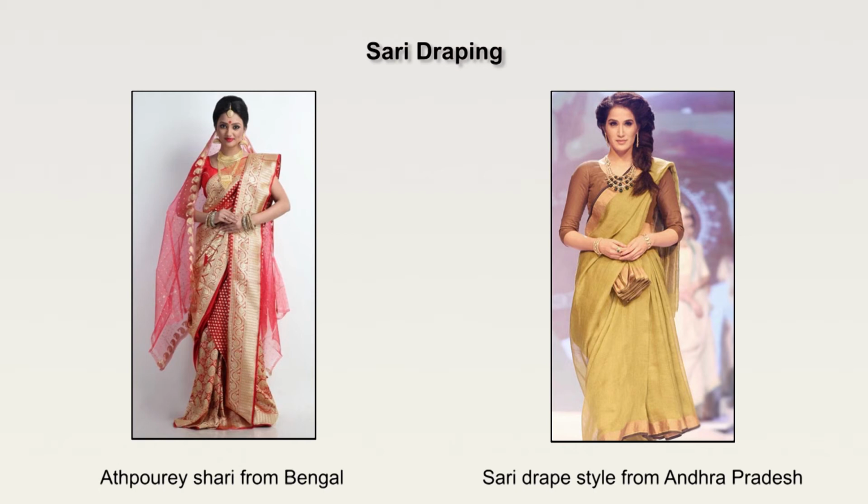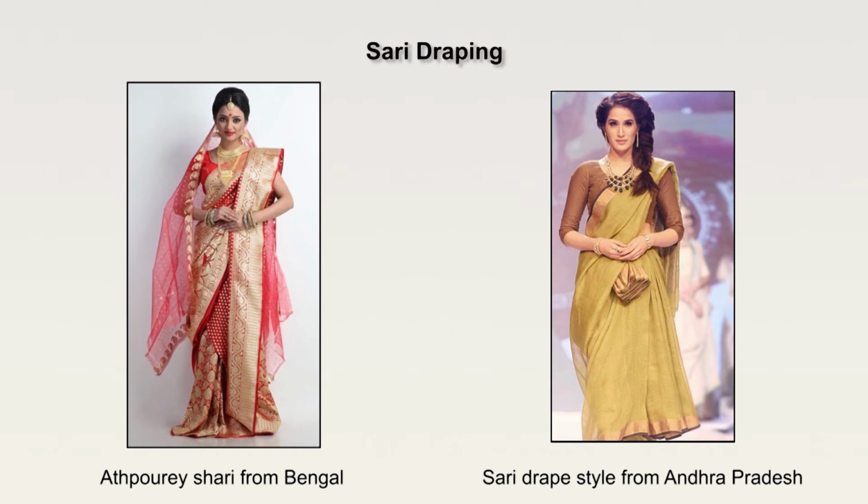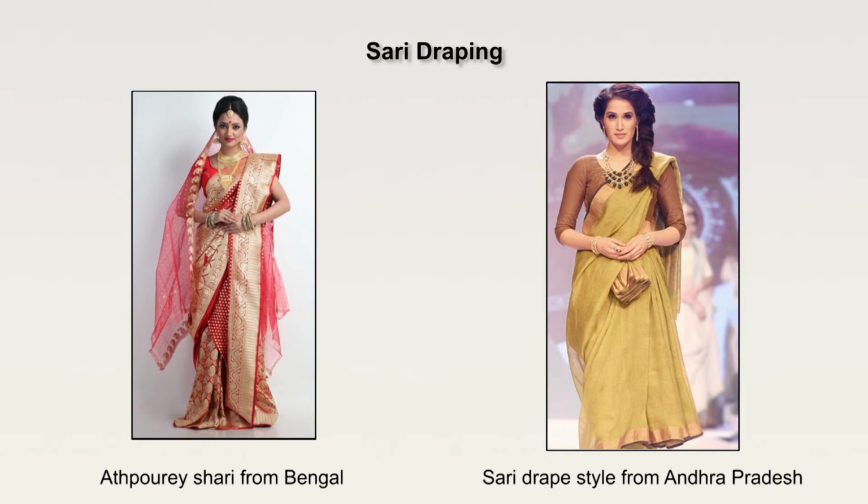We have already spoken about the different styles of sari in Unit 1. As a recap and to understand draping, let us look at few sari draping styles. On the left is an Atpore sari from Bengal. On the right is a sari drape style from Andhra Pradesh.